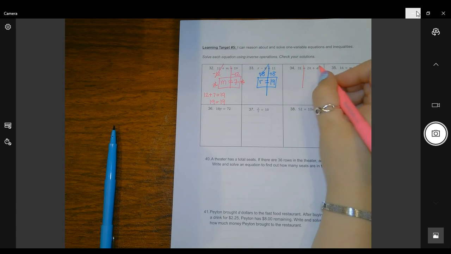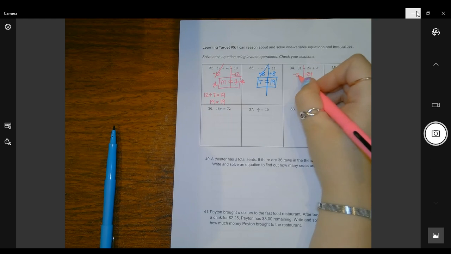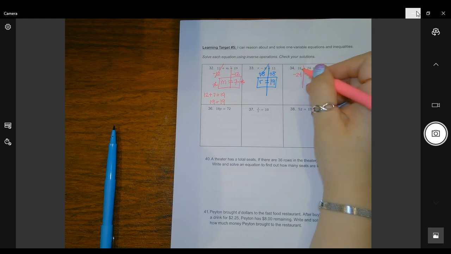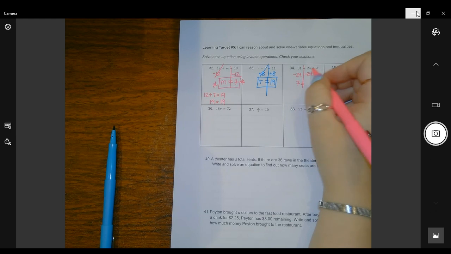And here's where the d is this time. So this time I want to get rid of this 24 on this side. If the 24 is being added, the inverse of adding is to subtract. So let's subtract 24 from this side. 31 minus 24 is 7. And those cancel and bring down your d.